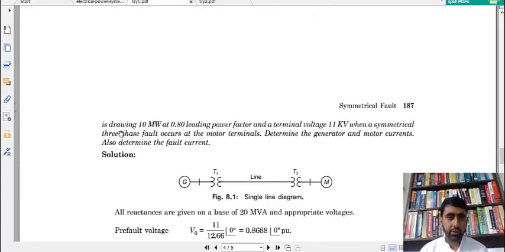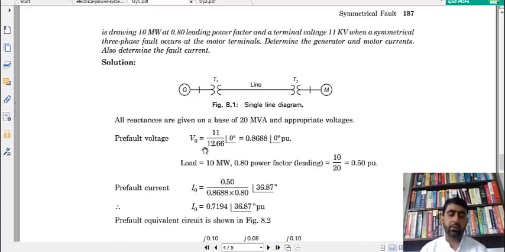The motor is drawing 10 megawatts at 0.8 leading power factor and a terminal voltage of 11 kV when a symmetrical three-phase fault occurs at the motor terminals. Determine the generator and the motor current. Also determine the fault current.